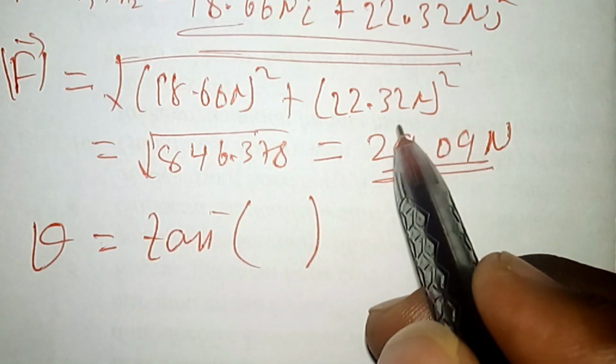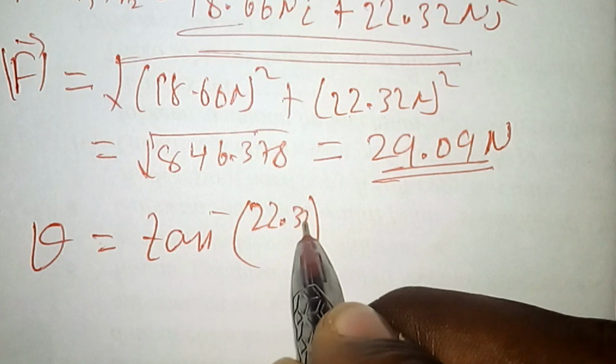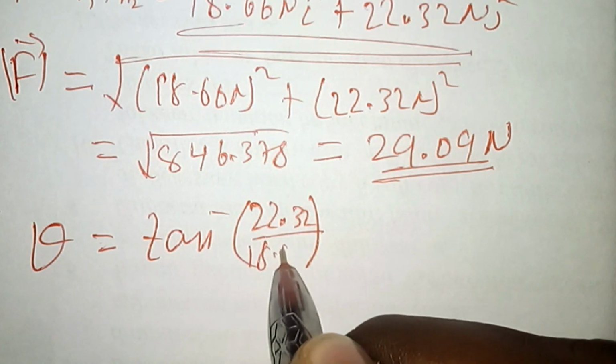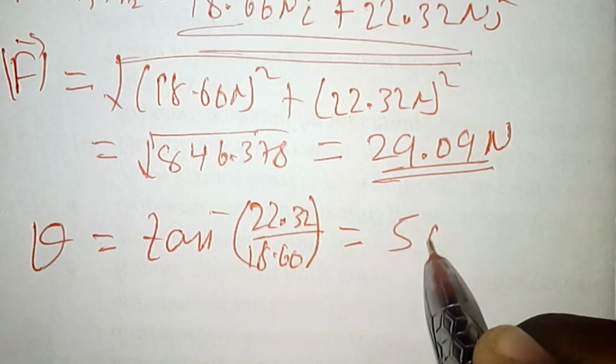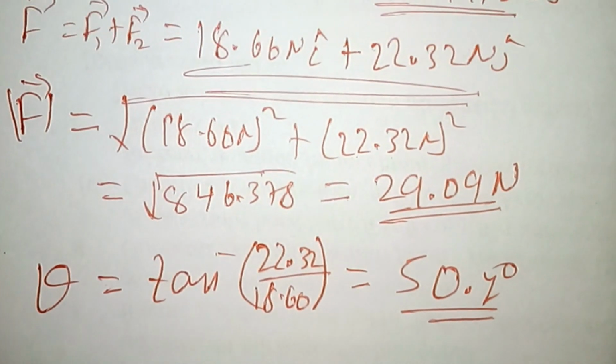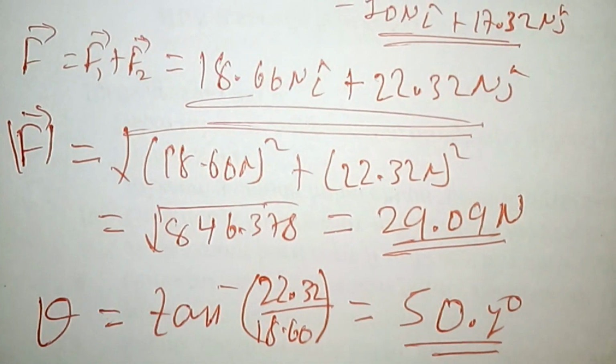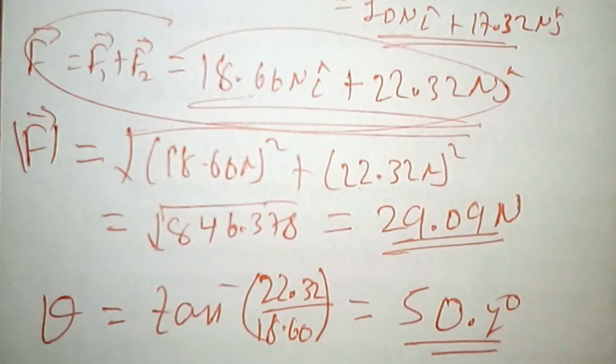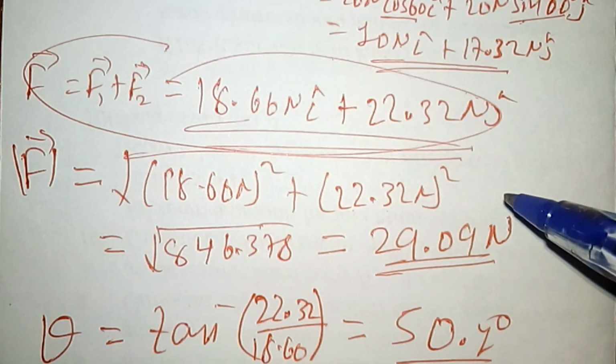The direction of the resultant force is the tan inverse of its components, so 22.32 divided by 18.66, which gives 50.1 degrees above the horizontal. Among the given alternatives, the one which fulfills the condition is alternative B, which says the horizontal and vertical components of the resultant are 18.66 Newton and 22.32 Newton. These are the components of the resultant vector. So the answer is alternative B.